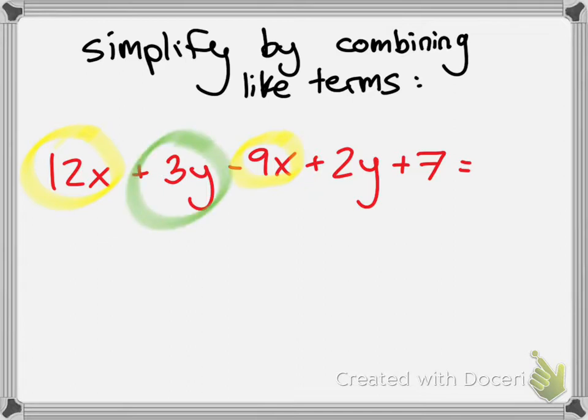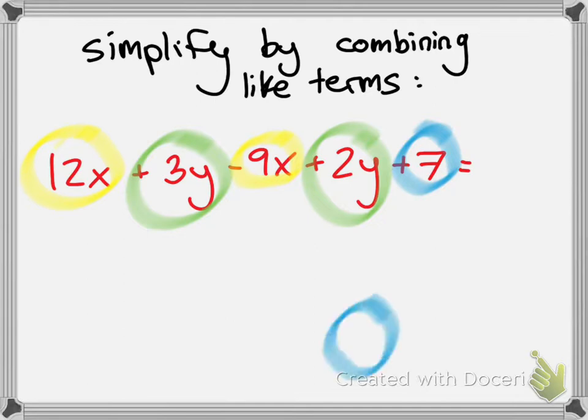Lucas, what matches with 3y? 2y. Perfect, positive 2y. And then lastly, we just have a 7. That's it. We don't have anything else.